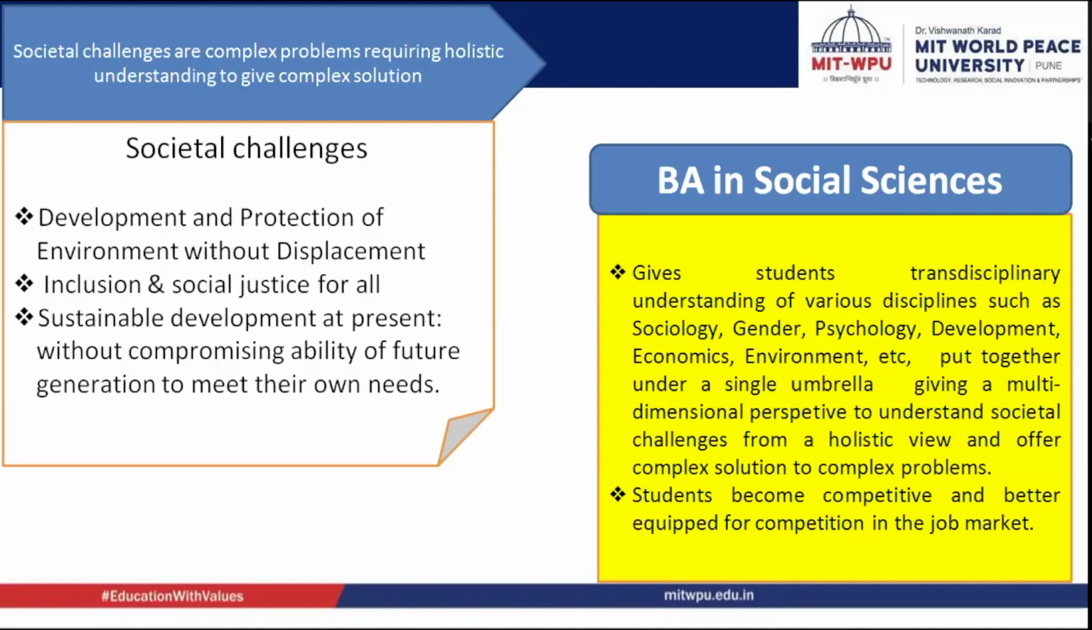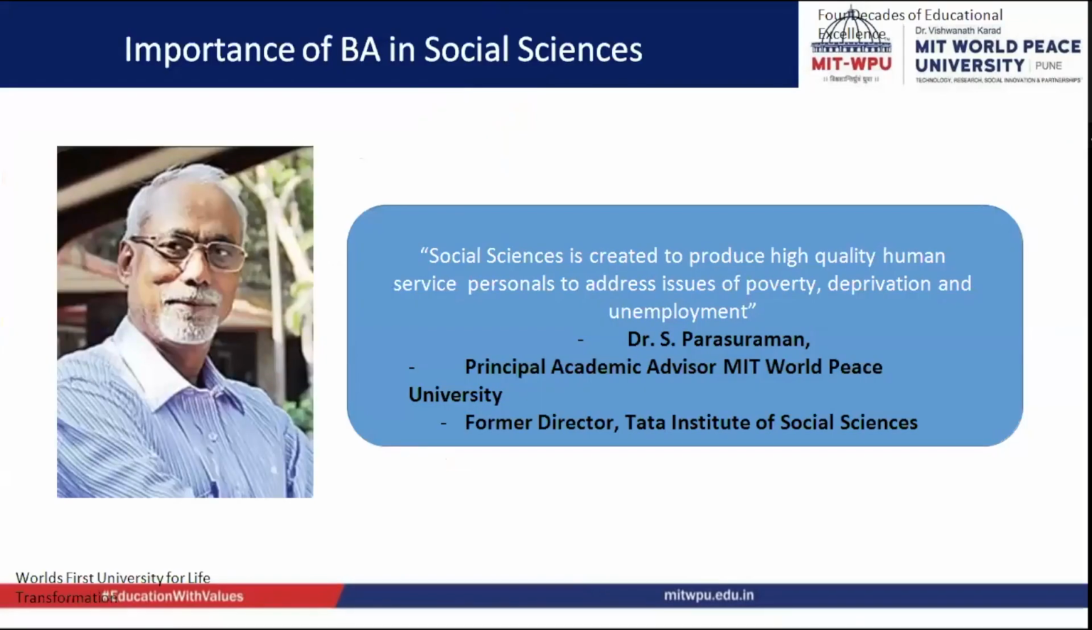Some of you know Professor Parashuraman, the Principal Academic Advisor of MIT World Peace University and the former Director of the Tata Institute of Social Sciences. According to him, social science is created to produce high-quality human service personnel to address issues of poverty, deprivation, and unemployment.